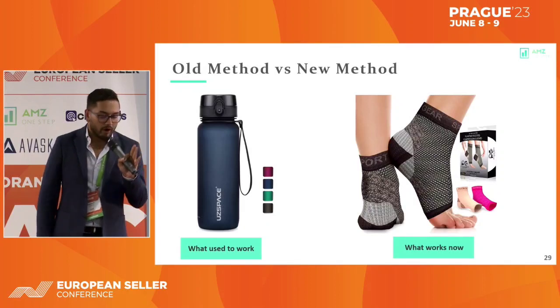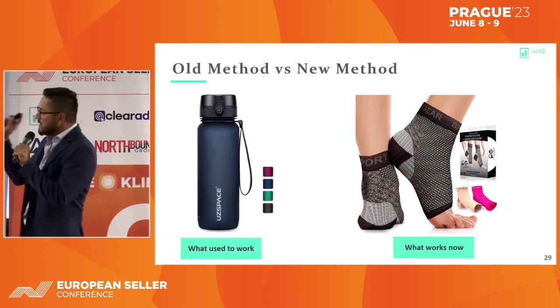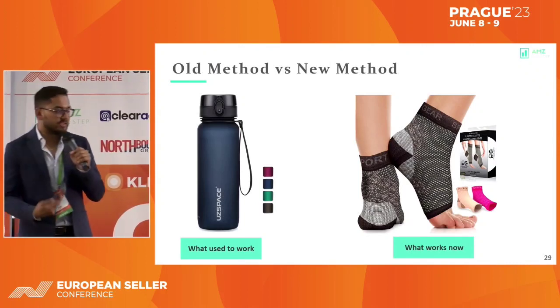So if your product does have variations, this is a great example. What used to work in the past is on the left, and what works now is showing your products in the background as a variation.